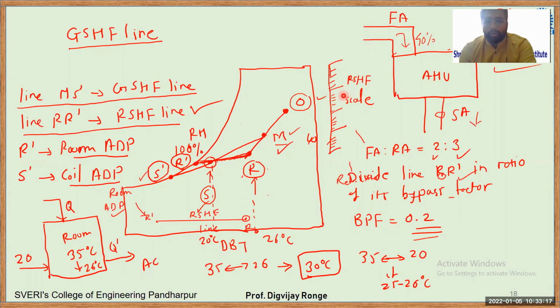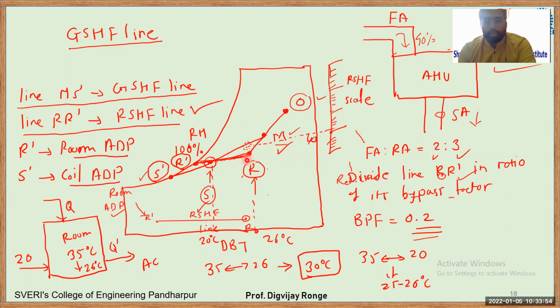We will join the RSHF with the reference point. Let us say we get this as the RSHF value, and somewhere here we have this reference point. So I will draw one reference line like this, and to that reference line, I will draw a line passing through the room condition. This way I will get R and R dash. So R dash is our RSHF line.